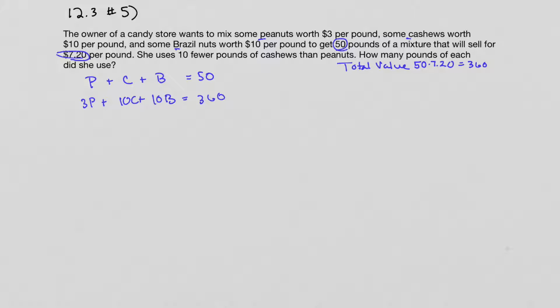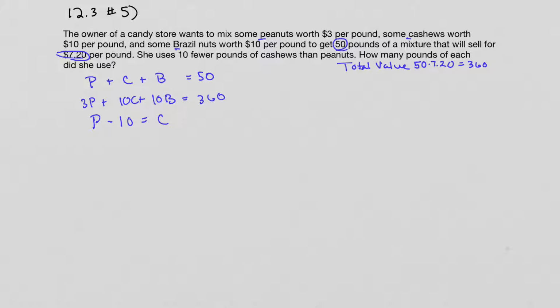Since we have three variables, you'll need three equations, and that's where this last sentence comes in. Well, second to last. She uses 10 fewer pounds of cashews than peanuts. So however many peanuts she has, there's 10 pounds less for the cashews. So let's undo that equal sign. Let's say that we take the peanuts and subtract 10, and that will give you the cashews.